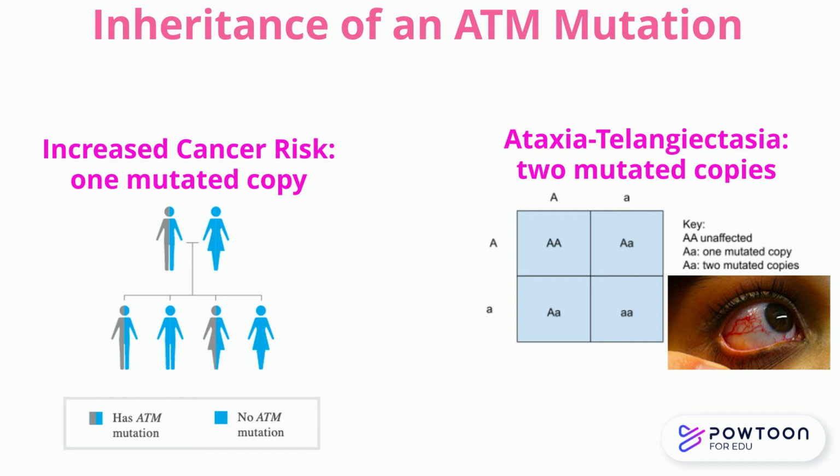Along with an increased risk of developing cancer, this disease also causes neurological problems that lead to difficulty walking and wheelchair use, slurred speech, difficulty writing and performing other tasks, red marks on the skin and eyes, and a weakened immune system.